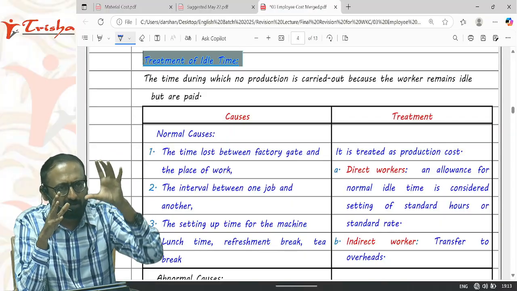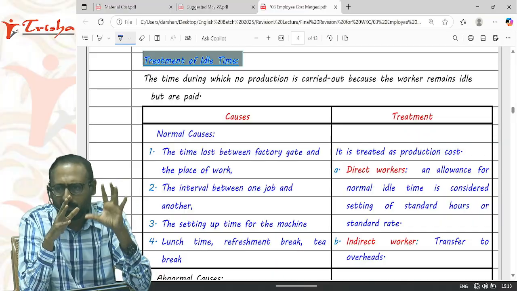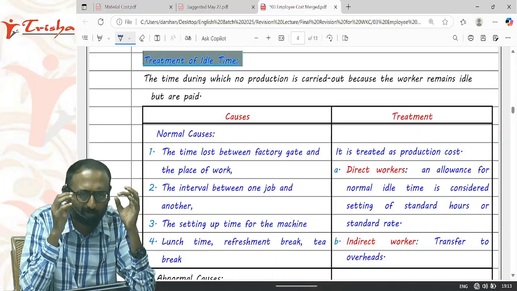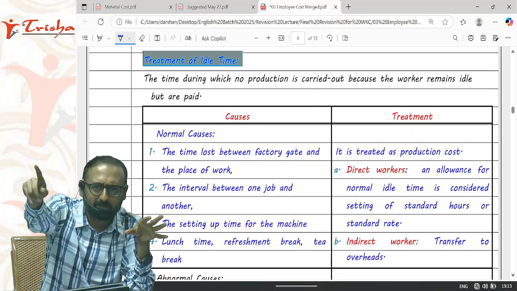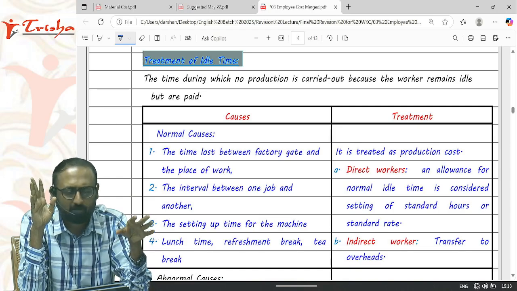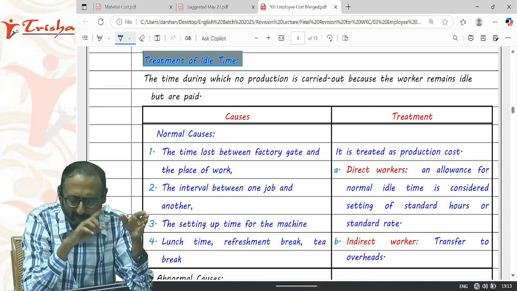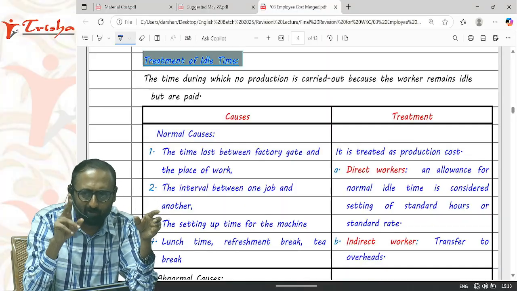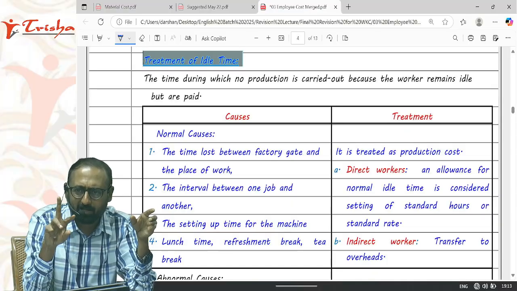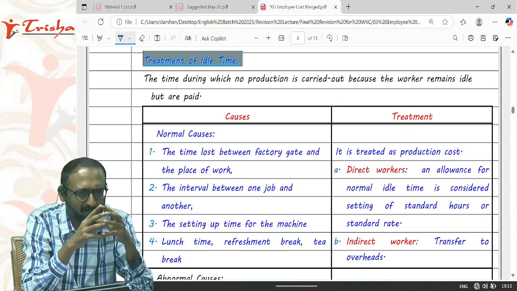Now, normal idle time and abnormal idle time. Any loss because of abnormal idle time, I told you, if the word abnormal is there, directly transfer everything to costing profit and loss account. Any loss due to abnormal idle time is directly transferred to costing P&L. Correct, guys?